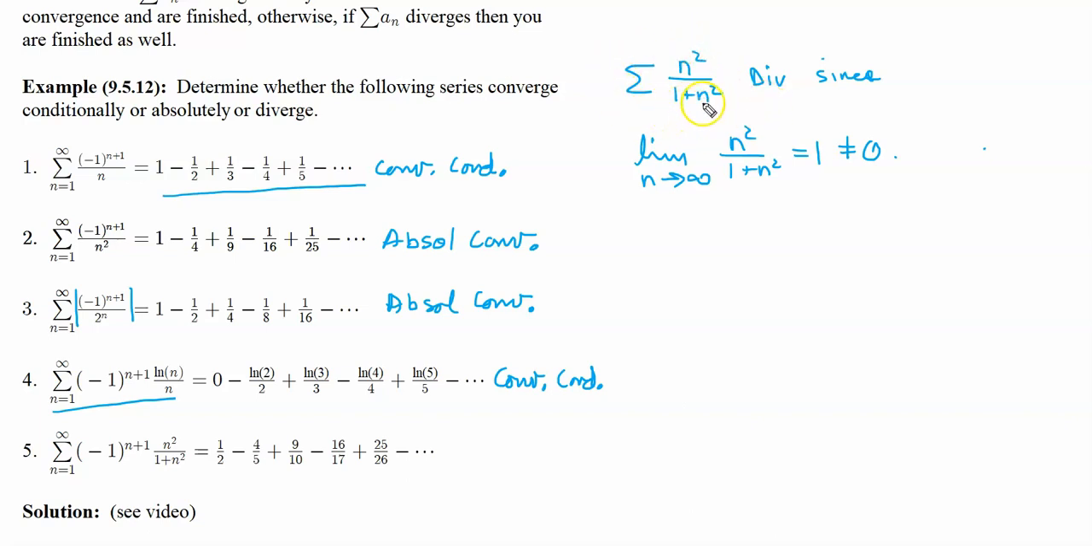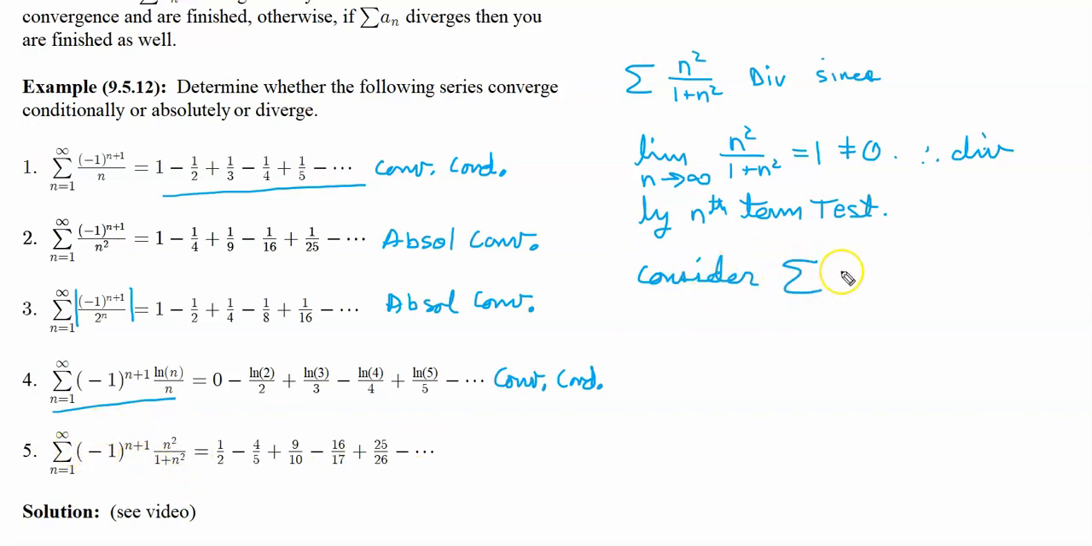Remember, the nth term test says that if the limit of the a_n terms does not equal 0, then the series must diverge. Okay, so we have divergence by the nth term test. So at best we can have conditional convergence. So now let's consider the summation of the whole thing here. Let's see if we can somehow show that that converges or diverges.